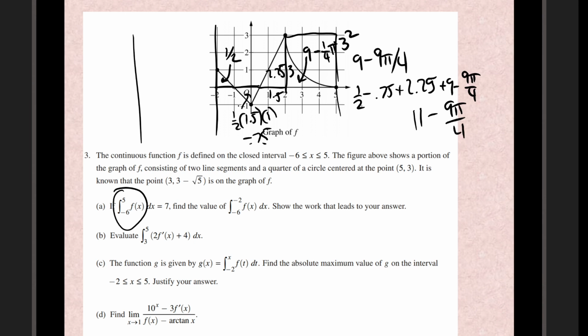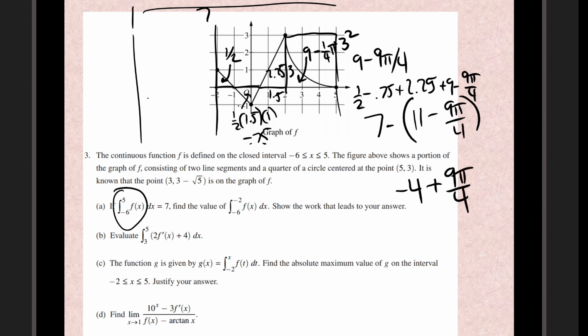So 11 minus 9 pi over 4 is the area under the curve, the accumulation under the curve, the integral from -2 to +5. All right, now that I have this, I can just do 7, which is the whole integral, minus this, and that will give me the remaining piece. So I did 7, the whole integral from here to here is 7, and I subtracted the part in the picture. And if you do this, you get -4 for 7 minus 11 plus 9 pi over 4. And that's the answer for A.